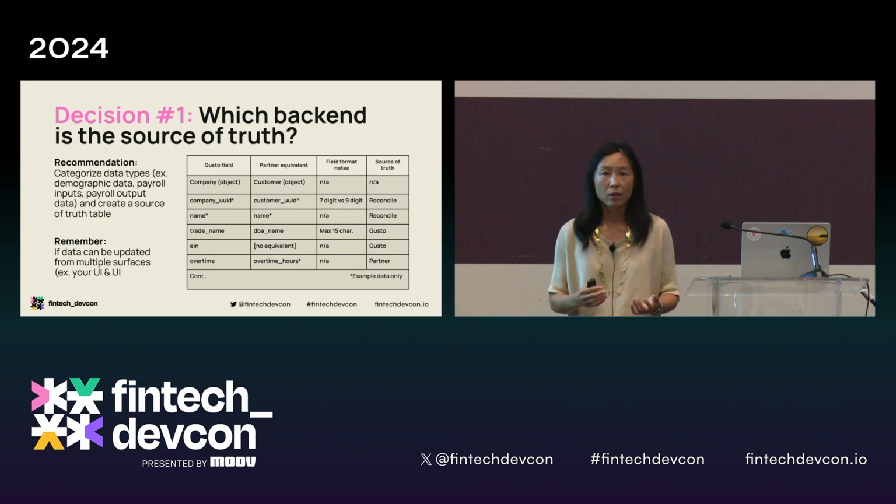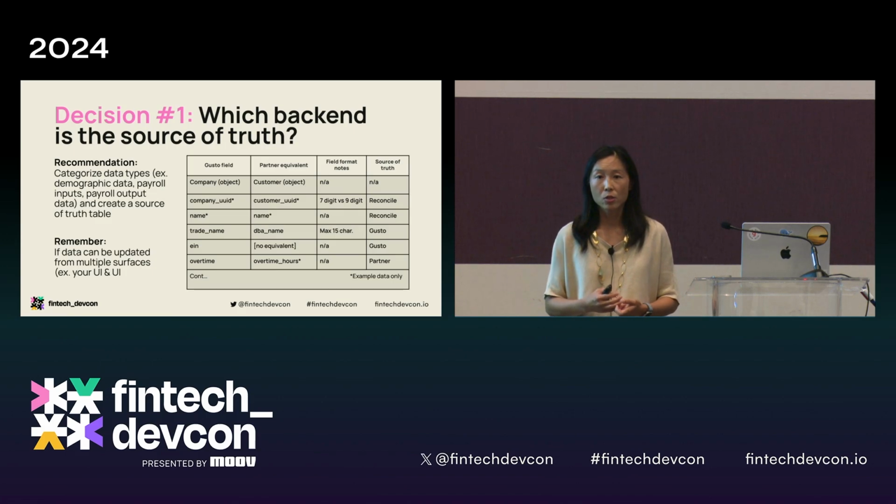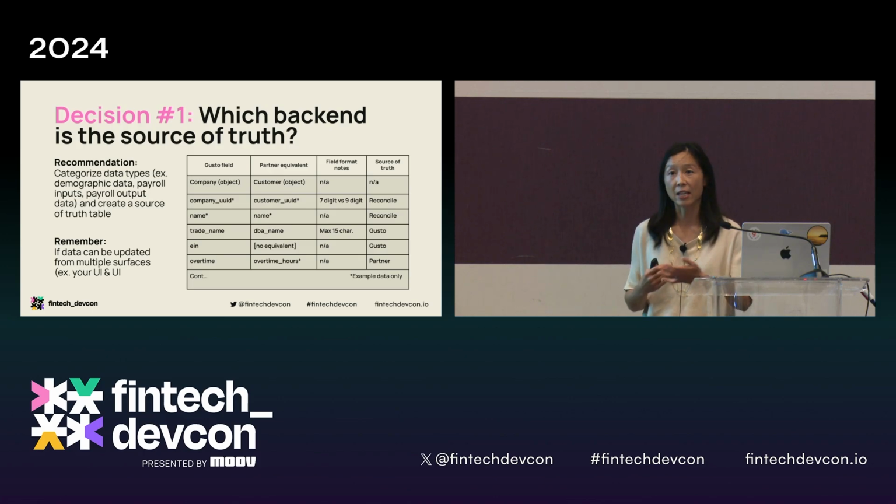And then lastly, the third type of data is output data. So this is after all of that information gets calculated, what is the output in terms of net pay and in terms of tax information that you can then send to the IRS and other agencies.